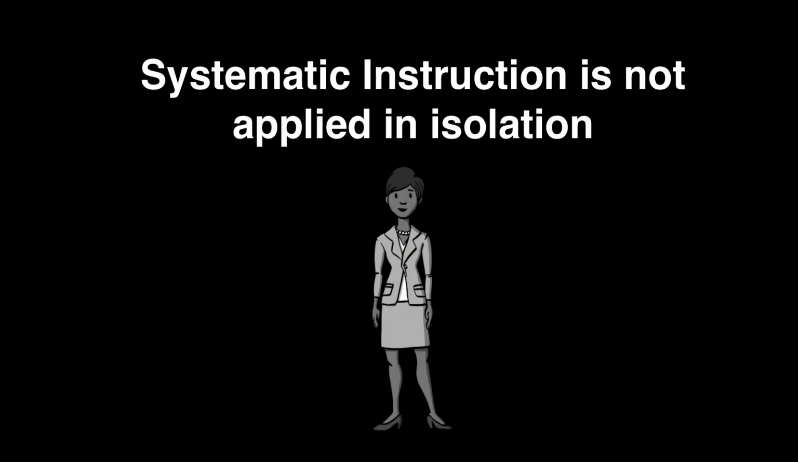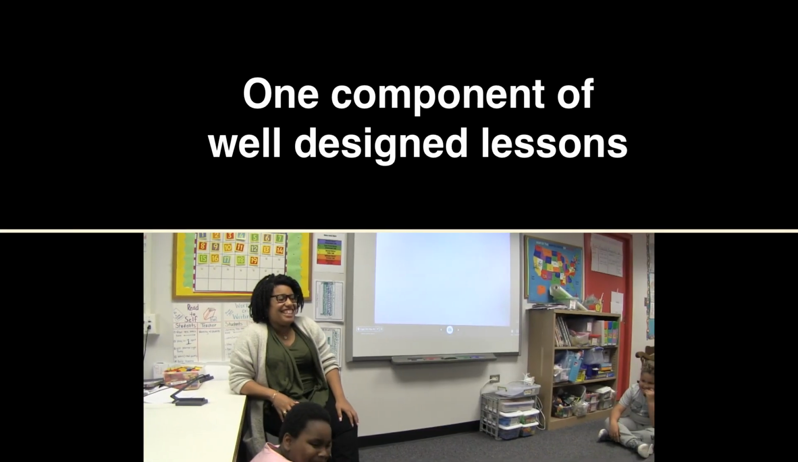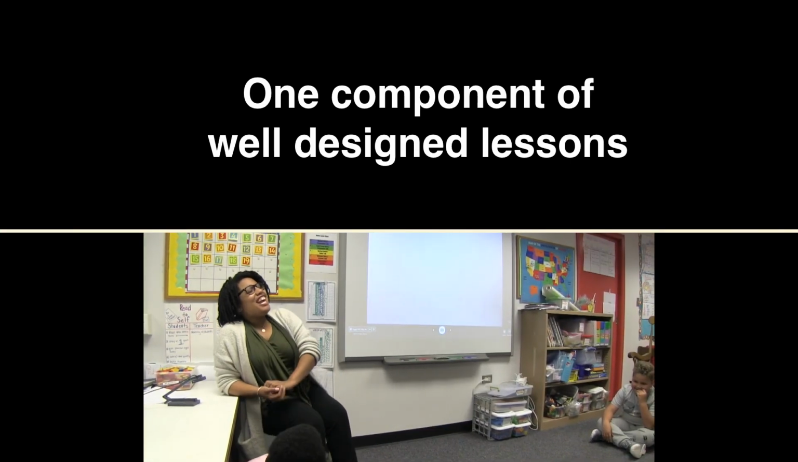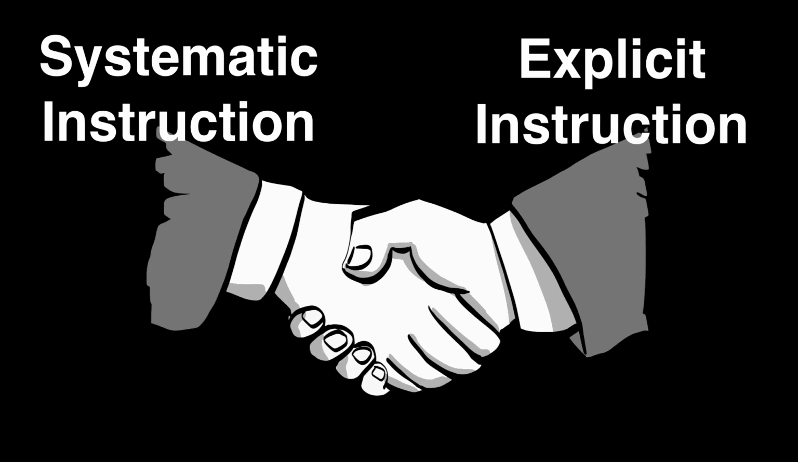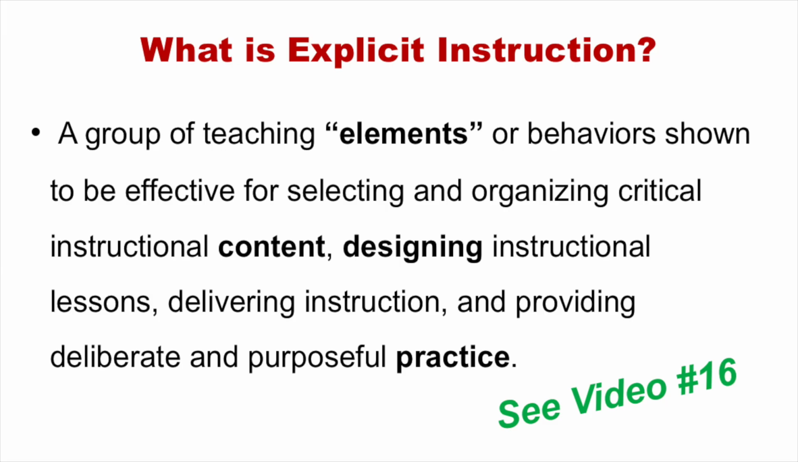It's important to note that systematic instruction is not applied in isolation. Rather, it is one component of well-designed lessons and units. For example, systematic instruction is very closely tied to the principles of explicit instruction. Explicit instruction is another high-leverage practice for special education, which you can read about in the HLP book published by CEC and the Cedar Center, and learn about in video 16 from this series.